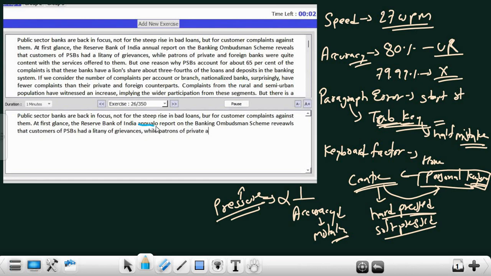So here I have made mistakes in "annual", and this "reveals"; here it should be "but". So try to maintain the accuracy, and hence your speed will automatically increase.